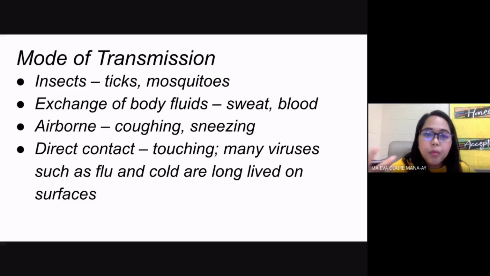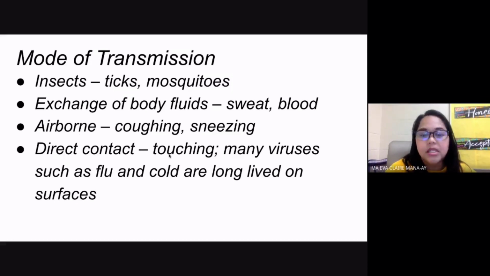Airborne. Many of those viruses are airborne, so they are transmitted through coughing and sneezing, and so we are told to wear masks. We wear masks because we want that extra protection, so that when you cough or sneeze, your body fluids would not be airborne and would not be exposing the rest of the people around you.